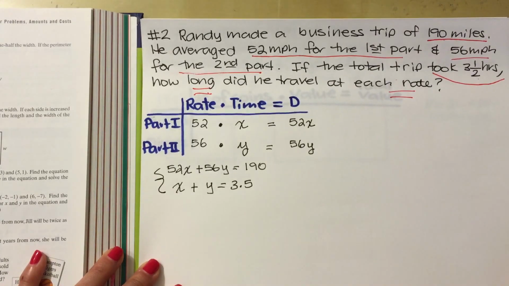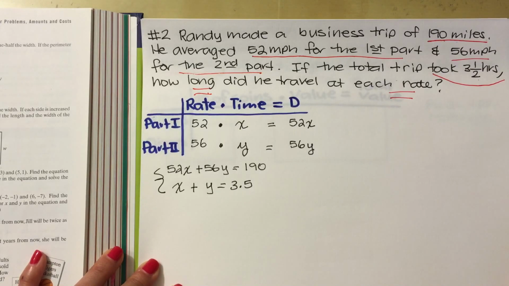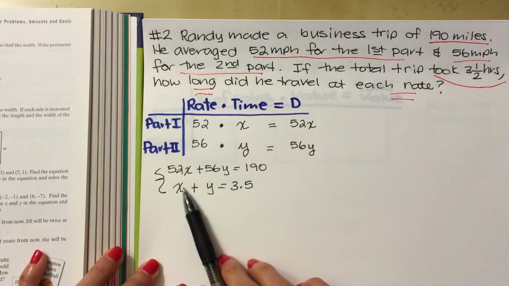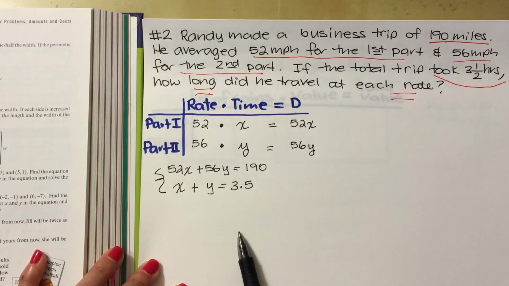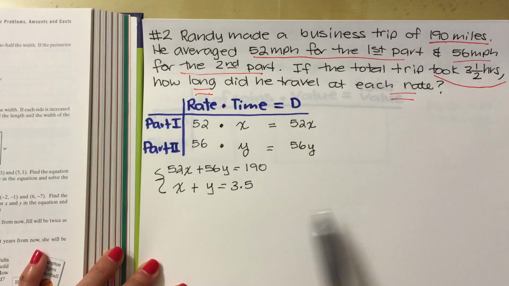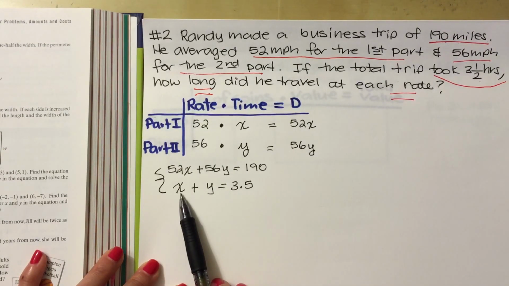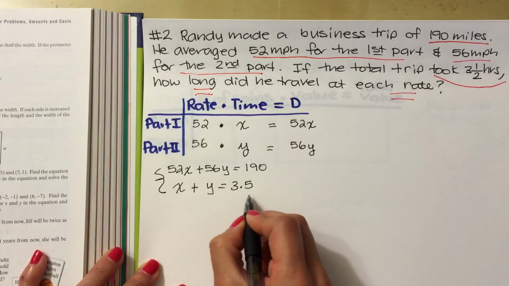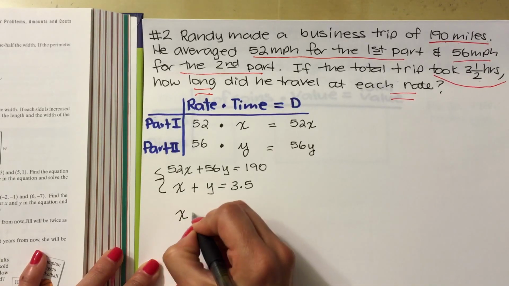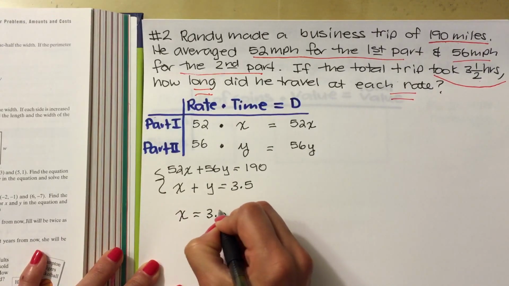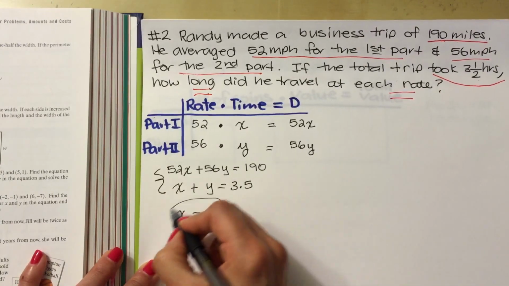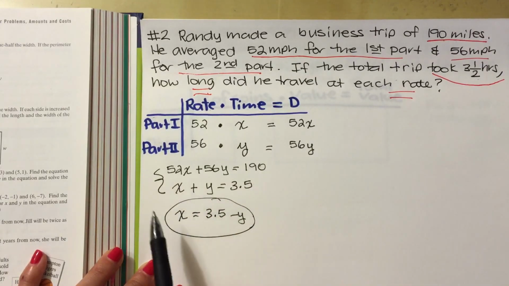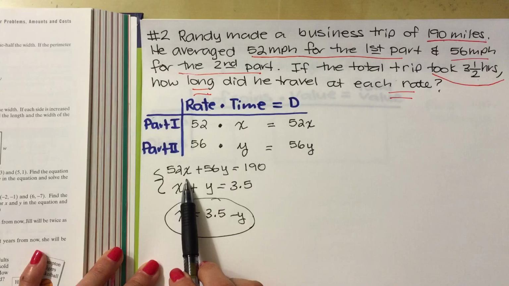We could solve using addition or substitution. I am going to use the substitution method just because I see that these numbers are bigger, so I think it'll just be easier to use substitution, although it doesn't matter. But let's use substitution. Take the easier equation, equation 2, and I'm going to solve this equation for x. So to solve for x, we subtract y from both sides. We get that x is equal to 3.5 minus y.